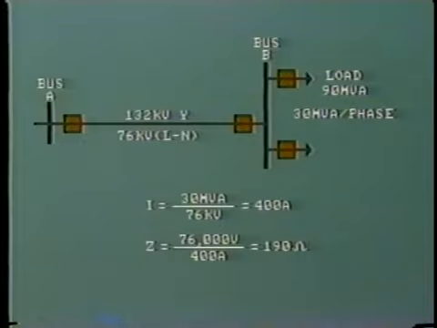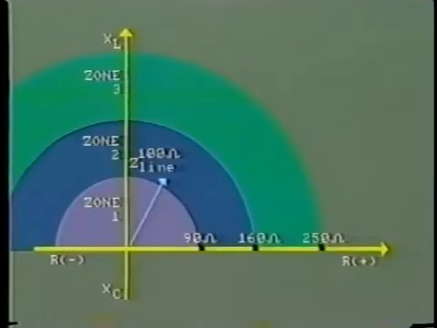Dividing current into voltage, we get 76,000 volts divided by 400 amps equals 190 ohms. This is the impedance of the load. Let's say the load is operating at a power factor of 0.9, that is about 25 degrees lagging. The load impedance can be shown off bus B on the circle diagram like this.